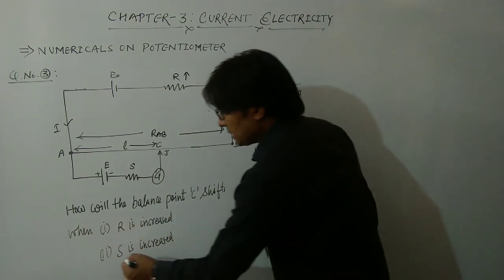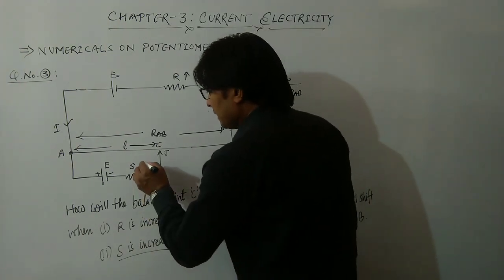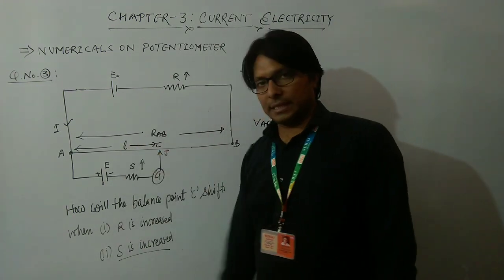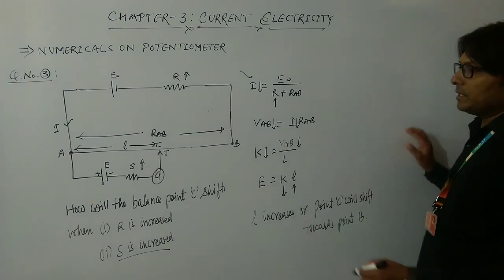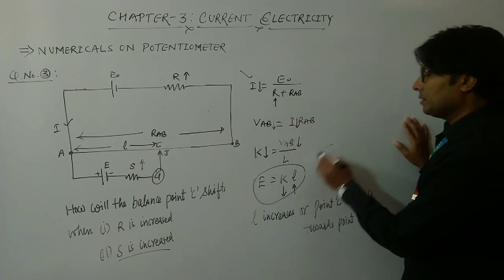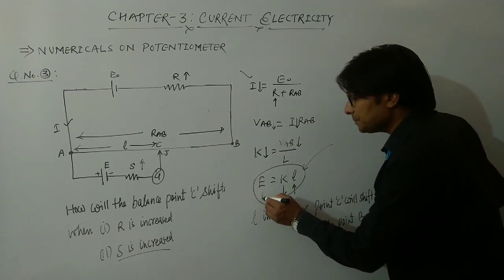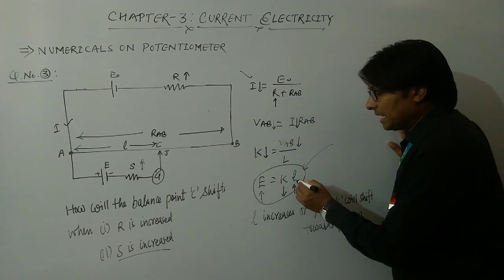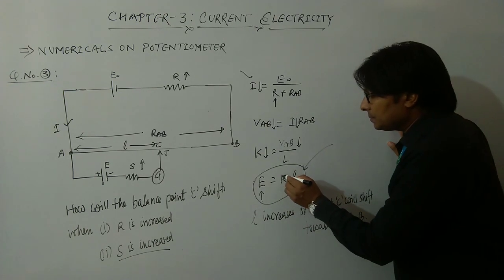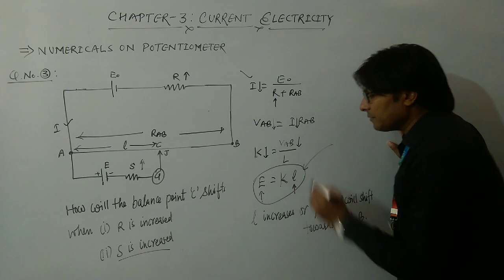Now we will talk about the second part, where we increase the value of S. What will be the effect on the balance length? From here you can make a point that if we change E, then definitely the balance length will change, and if we make any change in the primary circuit, then K will change.